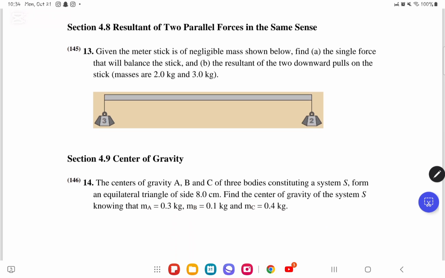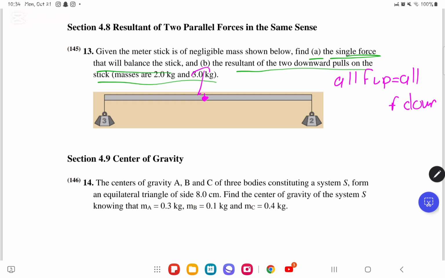So now we have, given the meter stick is of negligible mass shown below, find A, the single force that will balance the stick, and B, the resultant of the two downward pulls. First of all, the force that will balance them: all forces up is equal to all forces down. The only force up is gonna be equal to the forces down, which is 3 kg times 10 plus 2 kg times 10. So 30 plus 20, which is 50 newtons. So the only force exerted upward should be 50 newtons.